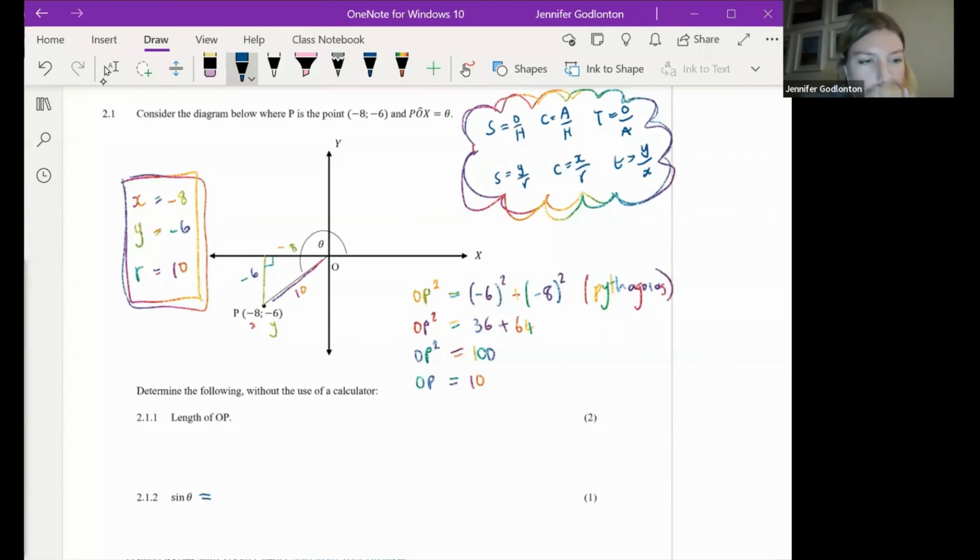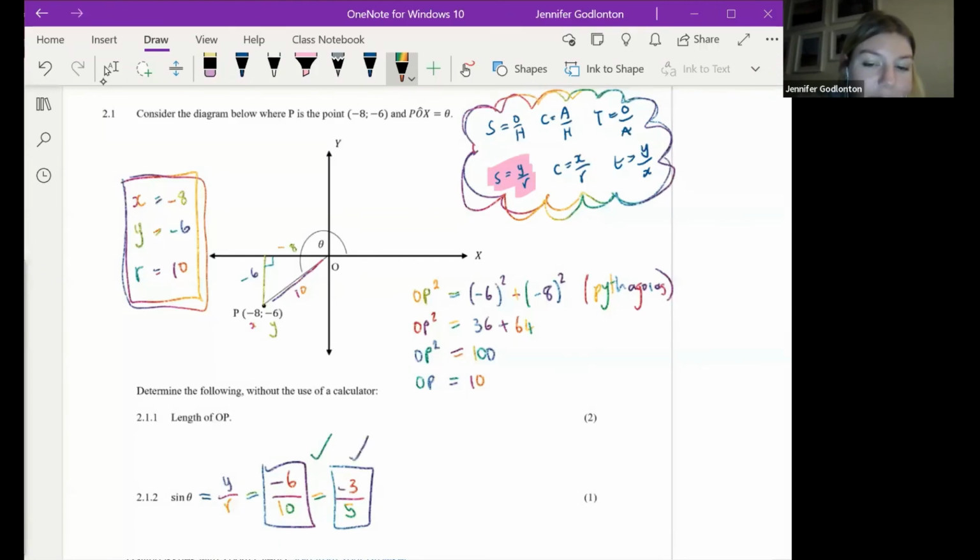Okay, sine theta is y over r. Y is -6. I'm just going to write this. It would be y over r. Y is -6. R is 10. You can leave it like that, or you can simplify it down to -3 over 5. Either one of those is great.